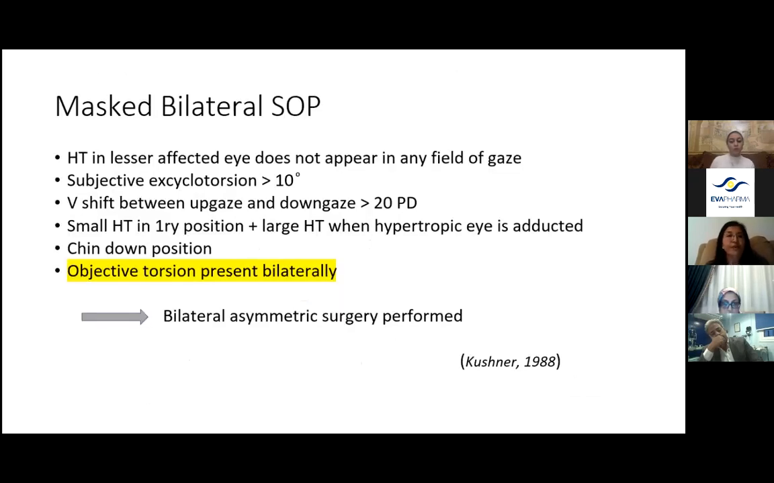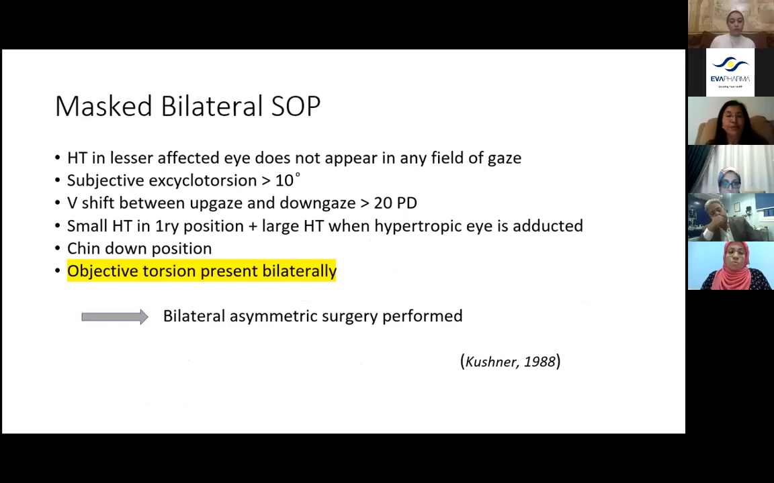However, there are other cases where the hypertropia in the lesser affected eye does not appear in any field of gaze. And he described other signs which become important to identify these completely masked bilateral superior oblique palsy cases: subjective excyclotorsion more than 10 degrees, a V shift between up gaze and down gaze, and a very important tip, a small hypertropia in primary position which becomes a large hypertropia when this eye is adducted, and presence of a chin down position. He stressed the importance of objective torsion present bilaterally in the diagnosis, and actually relied heavily in his article on the presence of bilateral objective torsion, which is what Rehab used to make the diagnosis. He stated in his article that when he found some of these signs, especially bilateral objective torsion, he performed bilateral asymmetric surgery and they all worked well.